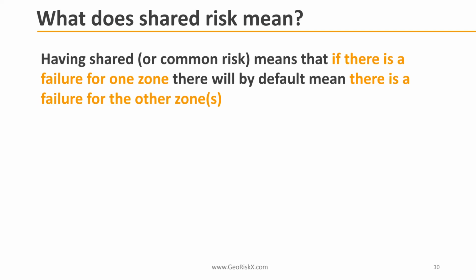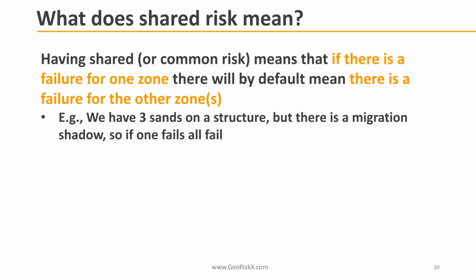So all it takes is for one hydrocarbon system component to fail in order for your well to be a failure. Now, with a common risk, and when you have multiple zones, what that means is if there is a failure in that common risk, all of your zones are going to fail. This is something that maybe should be intuitive, but a lot of times I see it ignored. Like I was saying, if we have three sands on a structure, but they're in a migration shadow, if one fails, they all fail. That's the type of thinking that we have here. Now, that's a common risk.